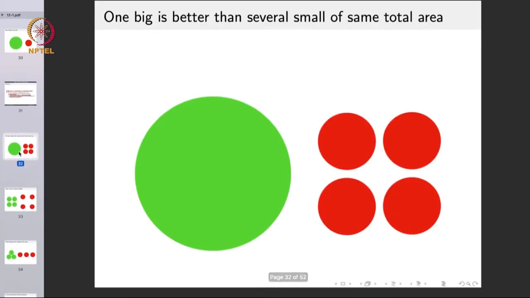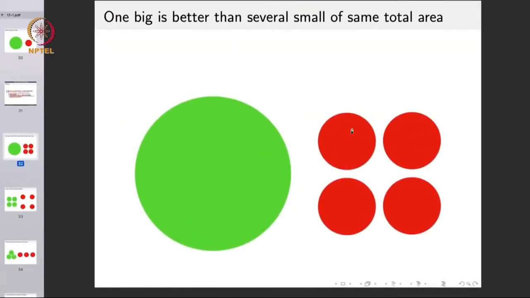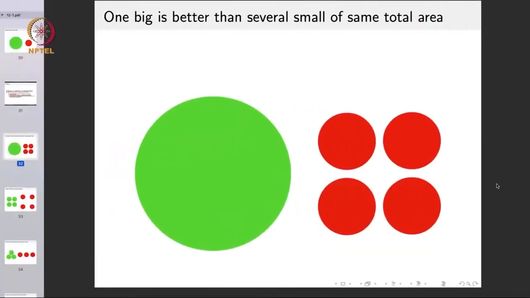Another principle is that one big is better than several small of the same total area, which means that if you have an option of making one big reserve or four smaller reserves or five smaller reserves, and the total area is the same in both the cases, you should probably go for the larger sized one, not a number of smaller ones. Why? Because these smaller ones will not be able to support those species with large home ranges. So they will be only able to support those species that have smaller home ranges, whereas this large area will be able to support those species that have smaller home ranges, but also those species that have larger home ranges. So one big is better than several small of the same total area.